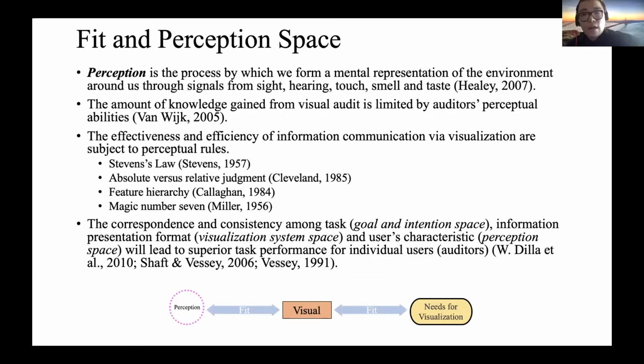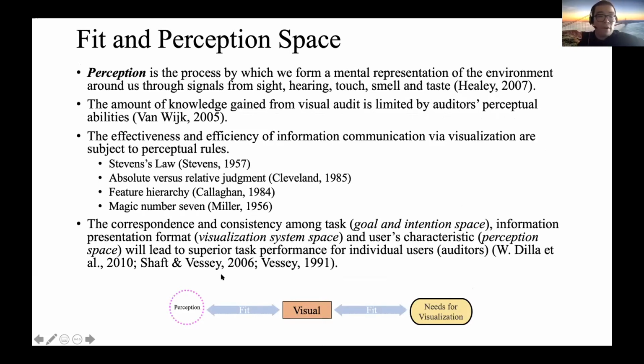And the last one is the perception space. Based on the previous literature, perception links human cognition with the visual results. And perception is just the process by which we interpret the environment around us. And the amount of knowledge gained from visual audit is limited by auditors' perceptual abilities, which is also studied in the cognitive fit theory paper.